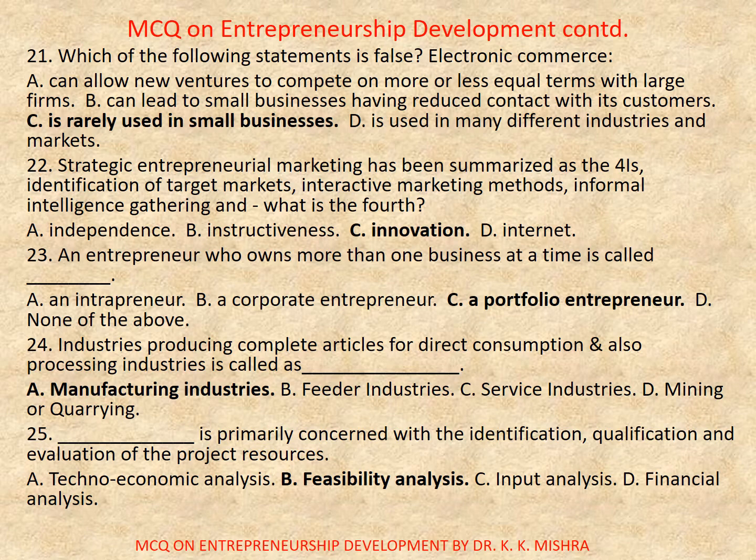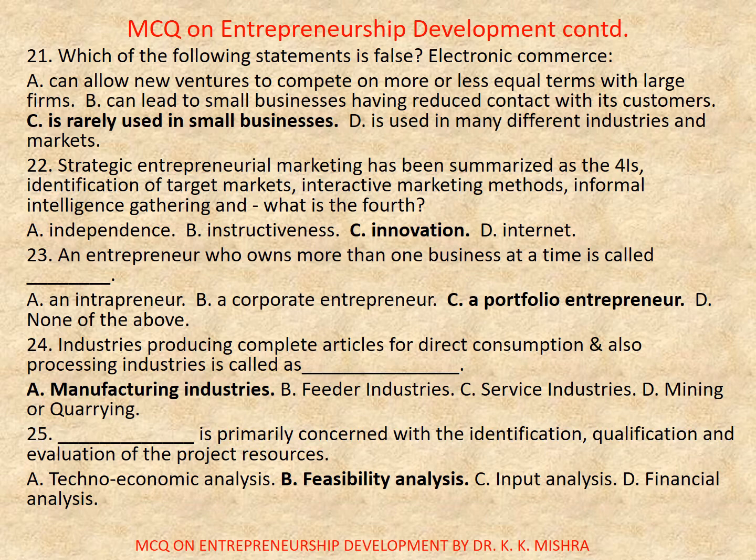Question number 21. Which of the following statements is false? Electronic commerce. A, can allow new ventures to compete on more or less equal terms with large firms. B, can lead to small businesses having reduced contact with its customers. C, is rarely used in small businesses. D, is used in many different industries and markets. Correct option is C, is rarely used in small businesses.